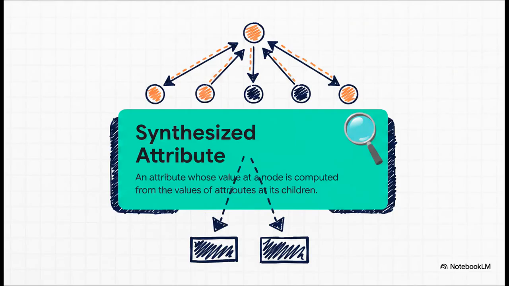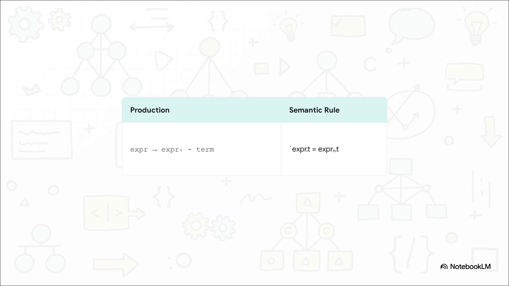One really common type of attribute is called a synthesized attribute. Again, fancy name, but a super simple idea. It just means the information flows up. Think about it. To get the value of 5 plus 2, you first need the values of its kids, the 5 and the 2. The final value is synthesized, or built up, from the pieces below it. Simple as that.